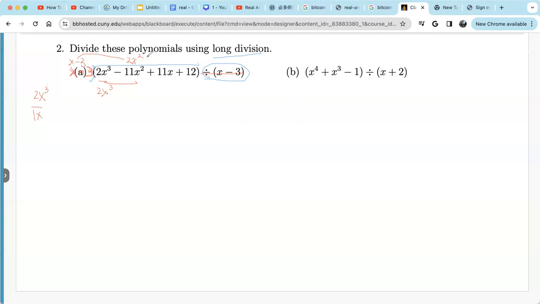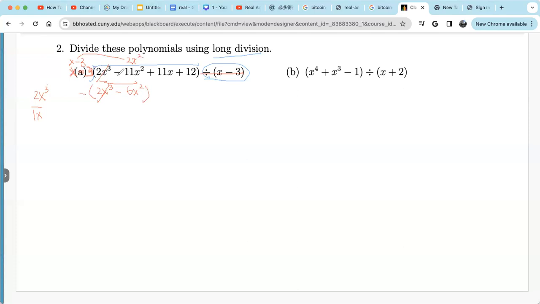Negative 3 times 2x squared, we get a 6, negative. Negative times positive, we get negative 6x squared. Now we get those two terms. Now we subtract those two from the top. And of course, 2x cubed subtract 2x cubed becomes 0. If it's 0, we don't really need to write it. We just ignore it.